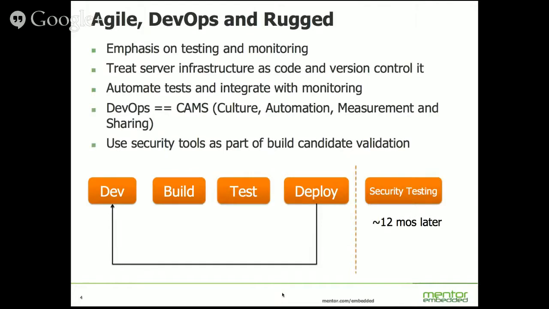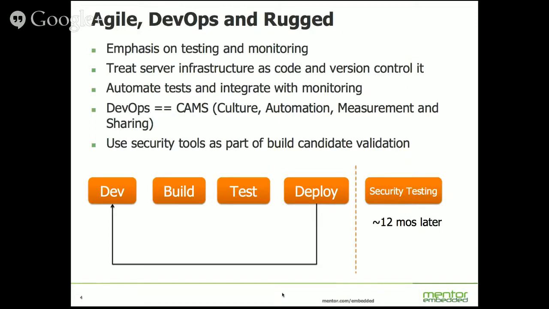And so, Kamran, you mentioned Agile, and I think DevOps is where Agile is picking up, and rugged is an approach to DevOps and Agile that the security community has adopted. Its emphasis is on testing and monitoring, treating your server infrastructure as code, and thinking through things like, if DevOps equals culture, automation, measurement, and sharing, how does that apply to us?